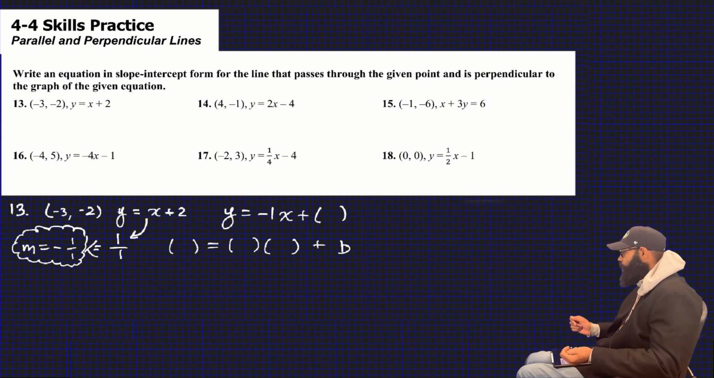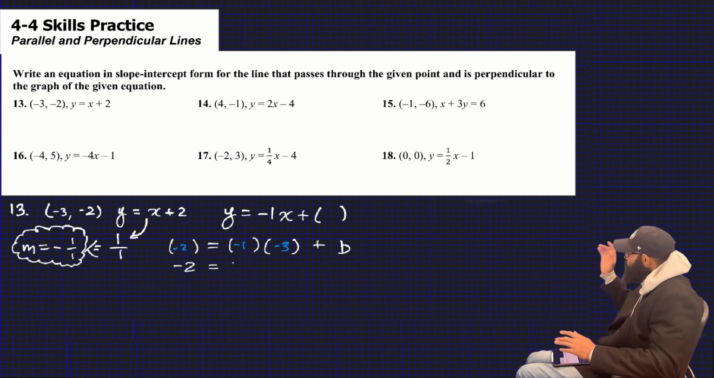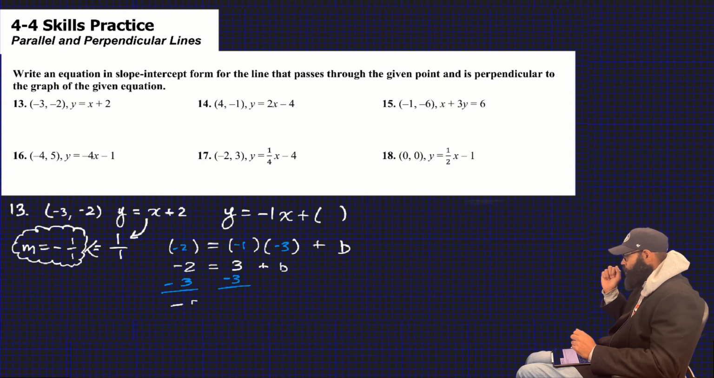So plug in what they gave me. They gave me x and y. So plug in y, negative 2. Plug in x, which would be negative 3. And of course, don't forget about your m, negative 1. Negative 1 times negative 3 is going to be the positive 3. So negative 2 is equal to 3 plus b. When I subtract 3 from both sides to get b by itself, I'm going to get a negative 5 for b. And I'm done.